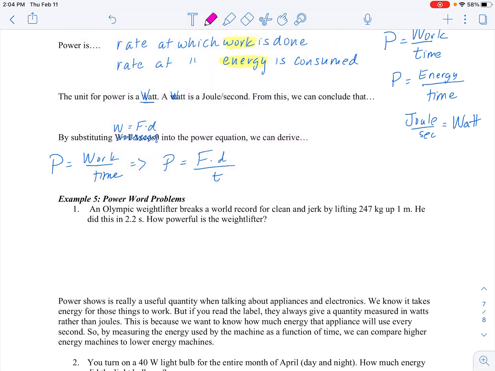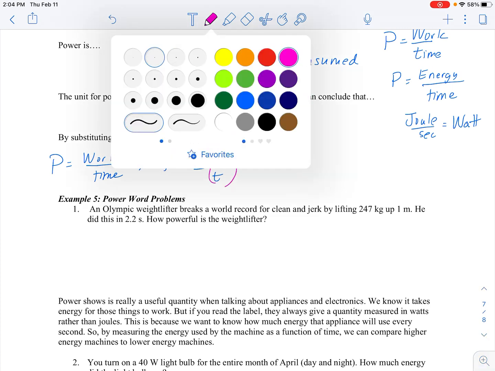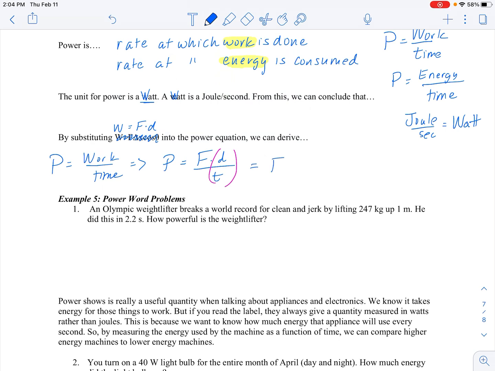But what is distance over time? Distance over time is velocity. So another way that we can write the formula for power is to say that it's force times velocity. And what we see here is that when a force is applied at a faster speed, we get more power. When the same force is applied at a lesser speed, we get less power.